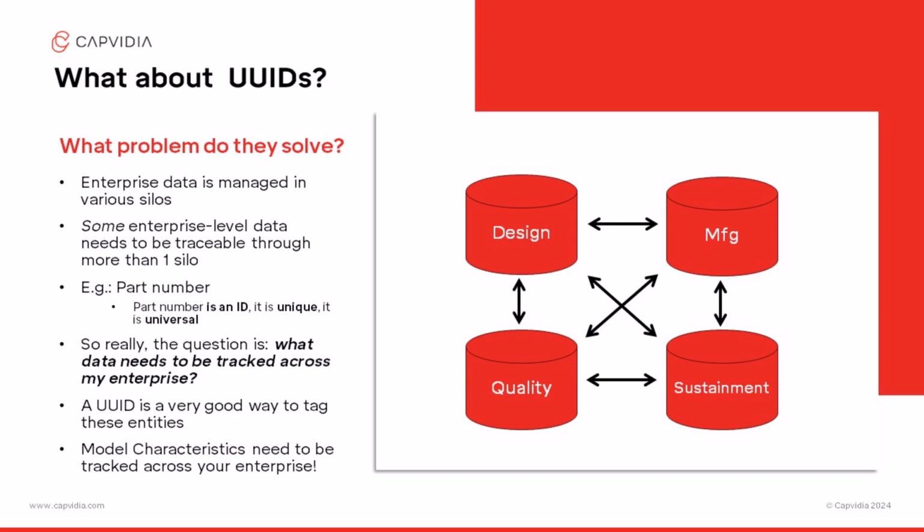So what else needs to be tracked? And whatever we need to track, maybe a UUID is a good answer of how to track it. So really the fundamental question is, what data do we want to track? In this case, I think the key answer is model-based characteristics. That's what we need to be thinking about when we talk about UUIDs and traceability: these critical enterprise business objects that need to be followed throughout workflows across domains.